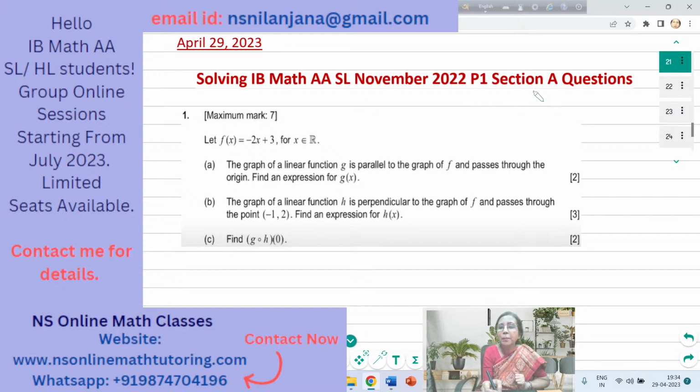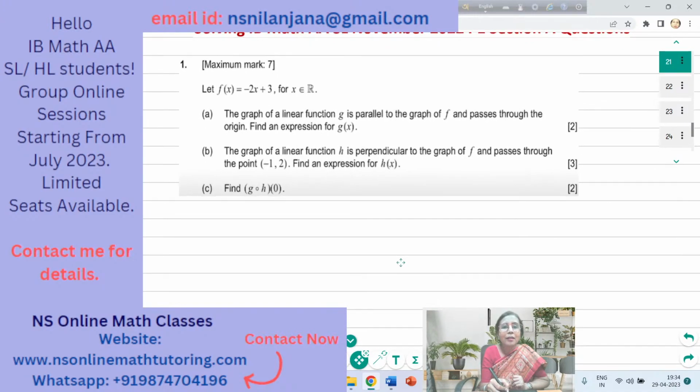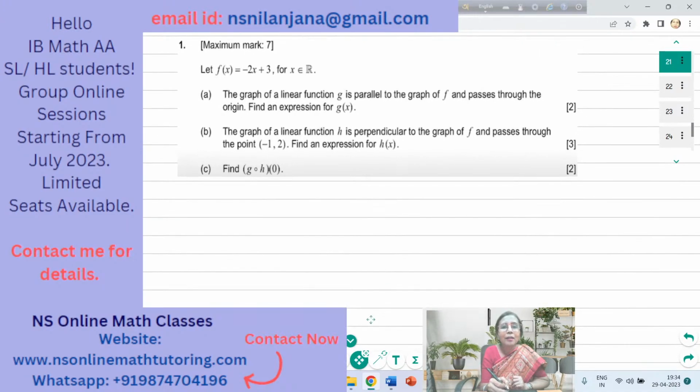We will be doing paper 1, so we will not be using the calculator, and these are the section A questions. That means questions 1 to 6 will be solved today. Let us start with question number 1. Maximum mark is 7. Let f of x equal to negative 2x plus 3, where x is a real number.